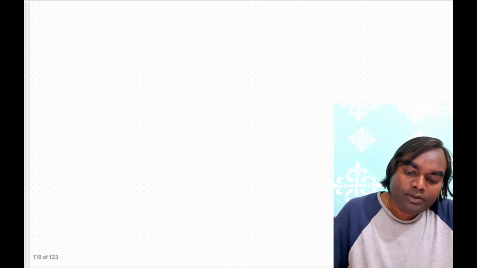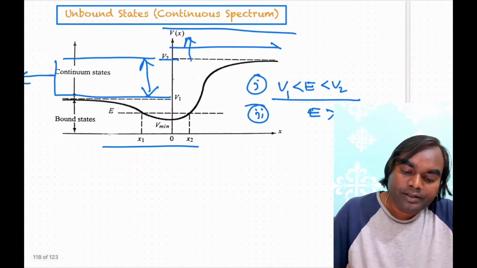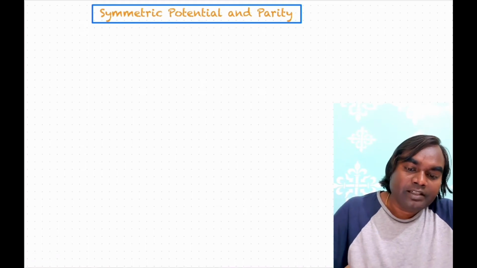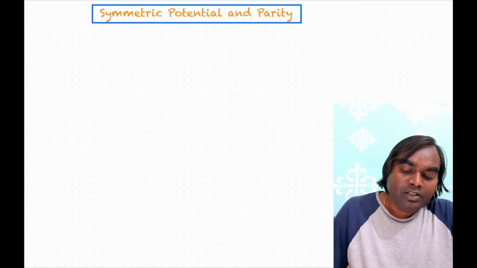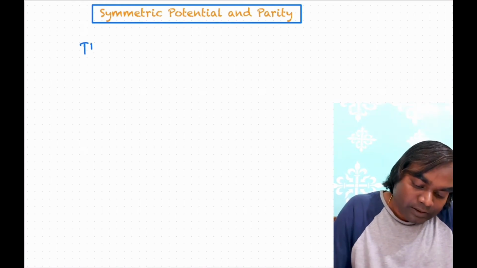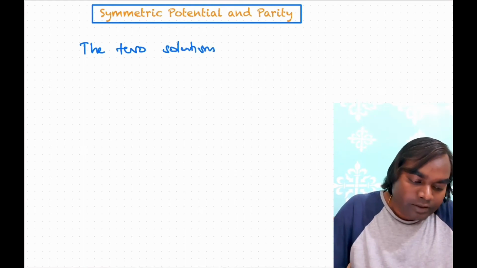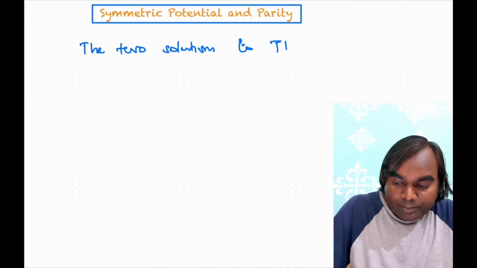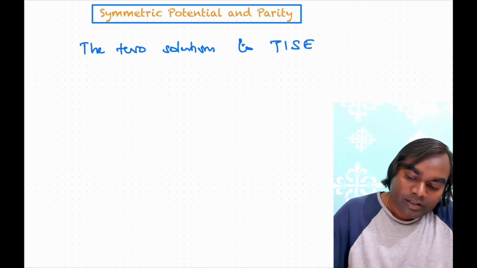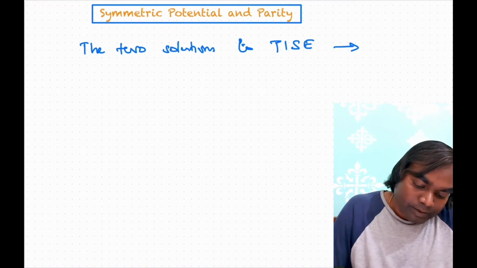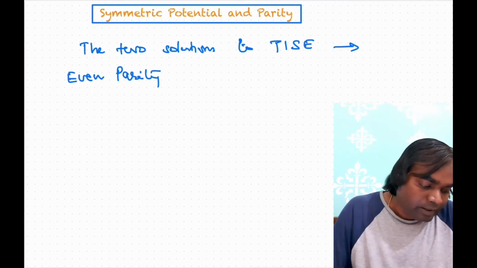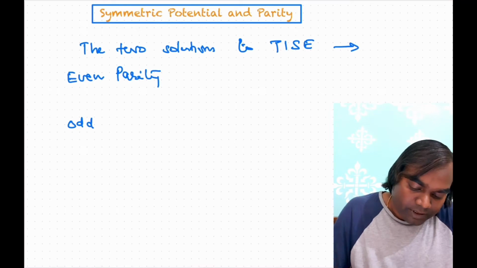Now I will discuss the symmetric potential and unsymmetric or non-symmetric potential and the parity. So friends, as we know, there are two solutions to the time independent Schrödinger equation. The first is even parity and the second is the odd parity.